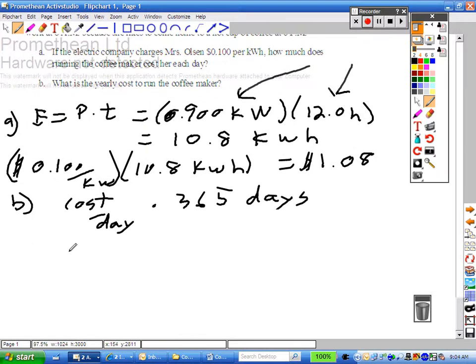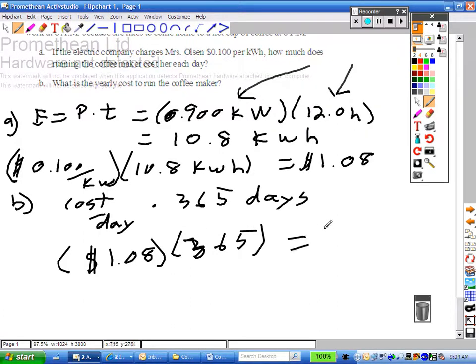But you need to take that $1.08 and multiply it by 365 days to get $394.20 for the cost for the year. And that's a whole lot of cost.